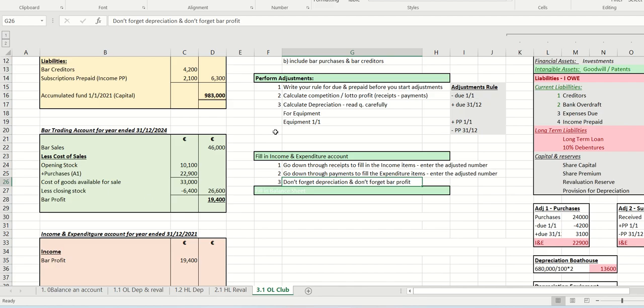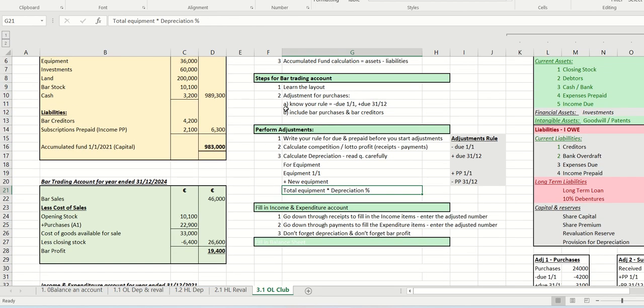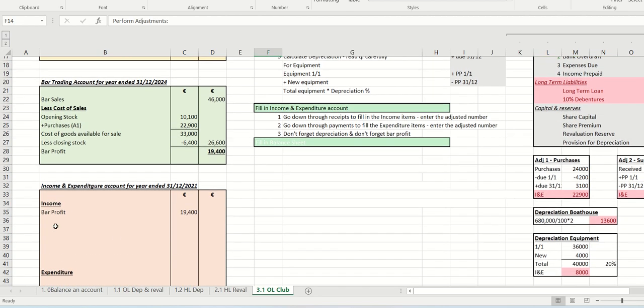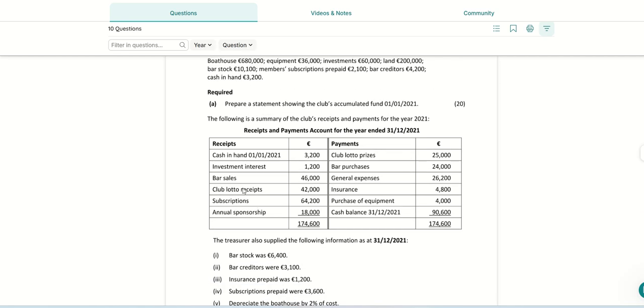Okay, so we won't forget bar profit. I'm actually going to add that to my list here if I don't have it in there already, to be sure to enter it. No, I'm going to put it up here. Learn your layout, do your adjustments, and I'm going to just put it in here at the end. Enter bar profit straight into your income and expenditure account so you don't forget, because I do that all the time so I don't forget. Because after you've done your adjustments, you could forget. We don't want to lose any, we don't want to leave any marks behind.